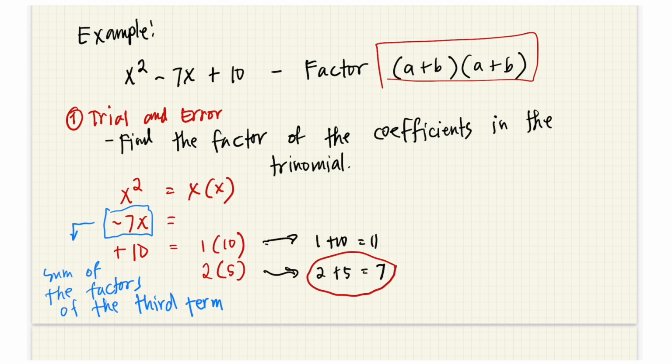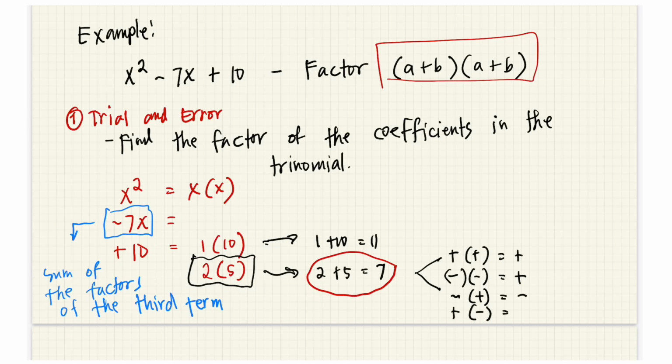So therefore in this case we're going to use 2 times 5. Now it becomes negative, right? And the answer would be positive. So therefore we have two options again here. We follow the multiplication of signs. Positive times positive gives us positive. Negative times negative gives us positive. Correct? Now negative times positive gives us negative, and positive times negative gives us negative.